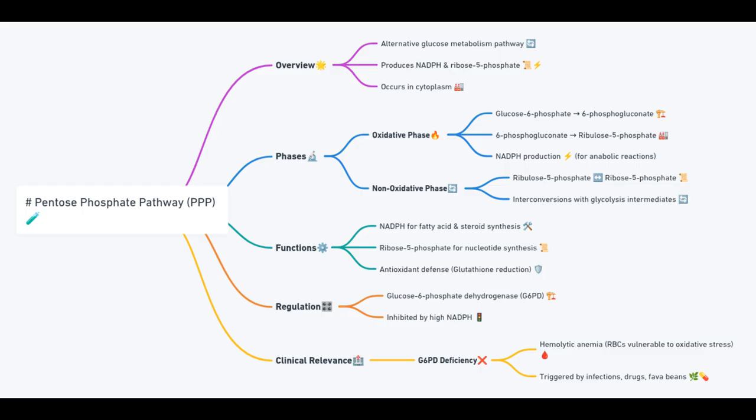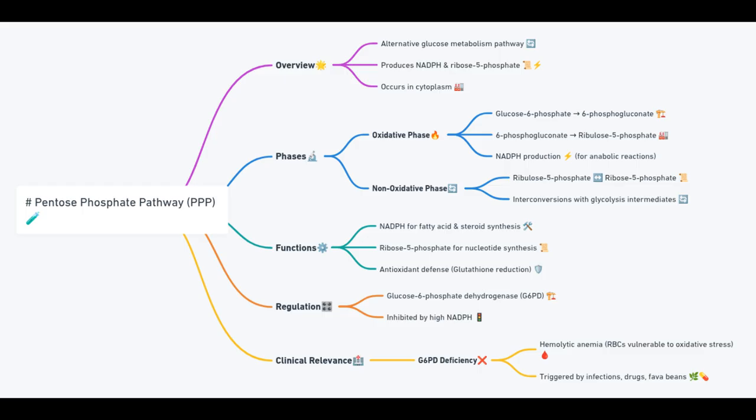All right, so a quick recap of the PPP: glucose 6-phosphate. I think this is very clear now. And then with the ribulose 5-phosphate and xylulose 5-phosphate, remember, when you get to that step, you're dealing with the non-oxidative phase.